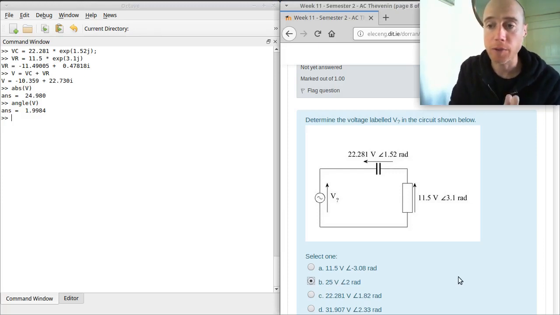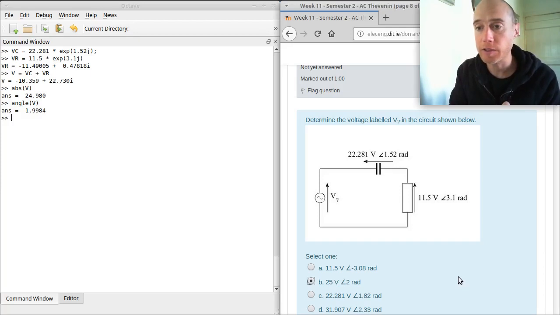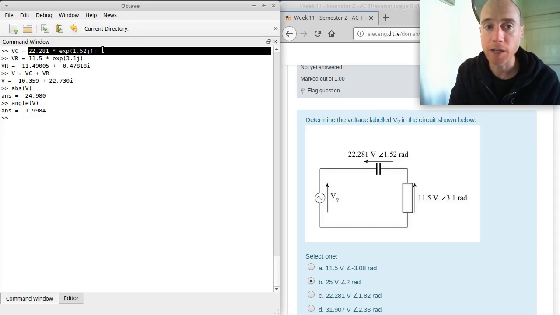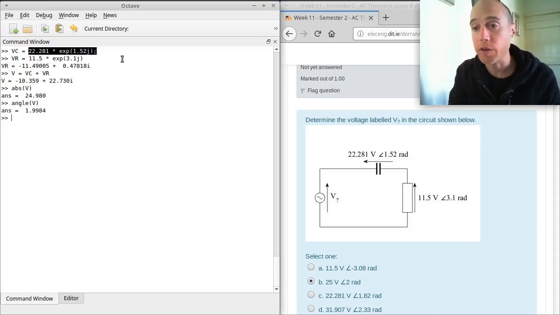So that's the third example. Hopefully that gives you some idea how to go about these Kirchhoff's laws questions. Once you're able to enter the phasor values in this notation in Octave or in MATLAB, it becomes very easy to manipulate these numbers and to do this arithmetic.